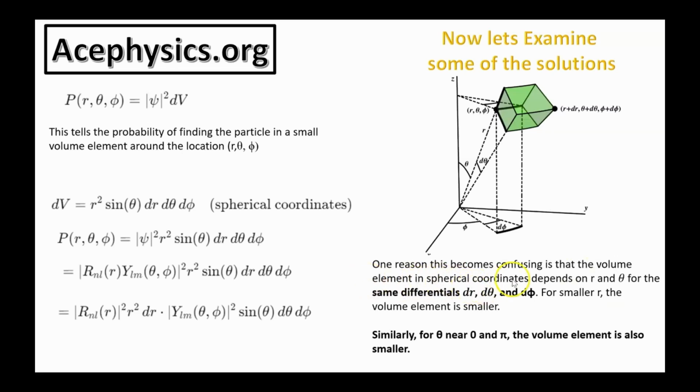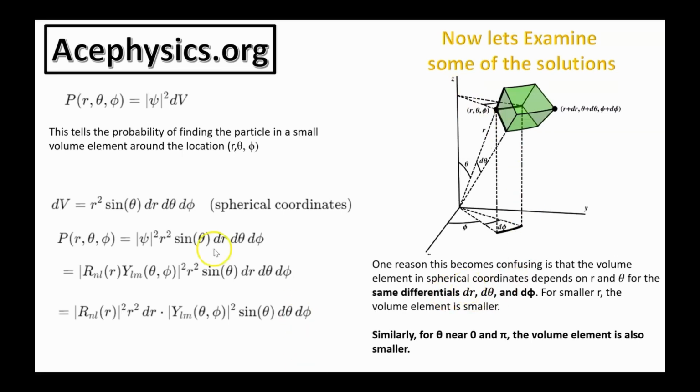The volume element in spherical coordinates depends on r and theta for the same differentials dr, d theta, and d phi. For smaller r, the volume element is smaller. Similarly, for theta near 0 and pi, the volume element is also smaller. Closer in on the r direction, you're going to have a smaller volume element for the same differentials dr, d theta, d phi. And if you're closer to theta equals 0 or theta equals pi, again, the volume elements are smaller.